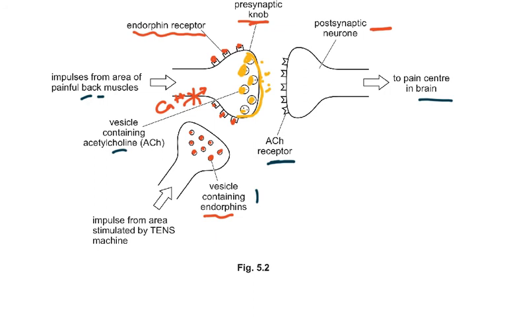So less acetylcholine released, less binding to the postsynaptic receptors, or no binding, and so there will be less depolarization. So action potentials in the postsynaptic neuron will be lesser, or you can say no depolarization of the postsynaptic neuron. So there will be less action potentials to the pain center in the brain. So the person is not going to feel the pain.